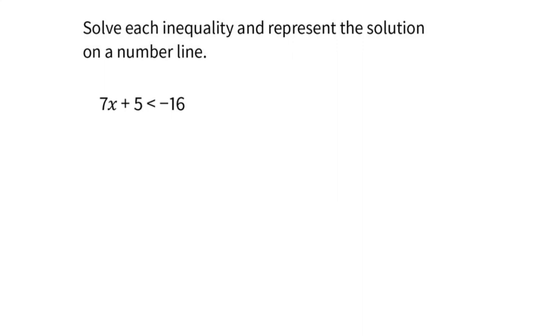Everyone, welcome to this problem where we are going to solve the inequality and represent the solution on a number line. So the very first thing that I observe is that there is a plus 5 here. Since I have a positive 5 here, I am going to minus 5 so that this will become 0. 0 will save the day.